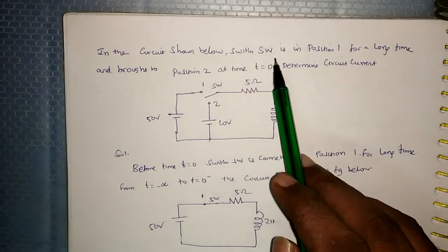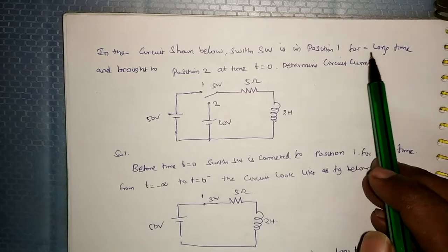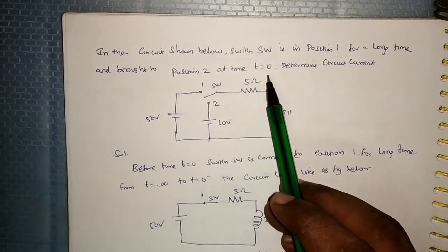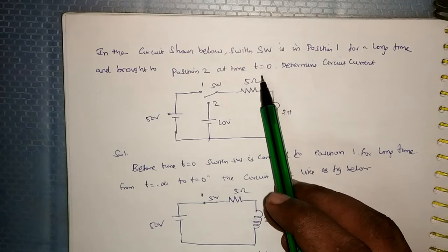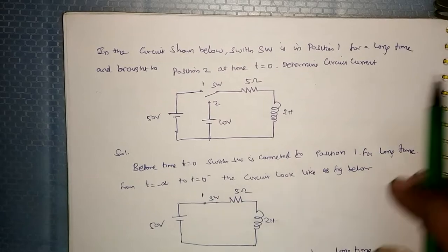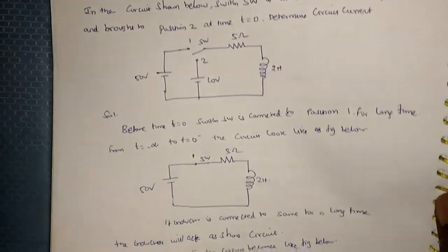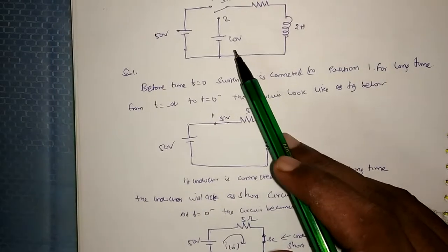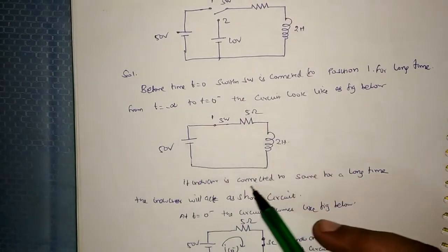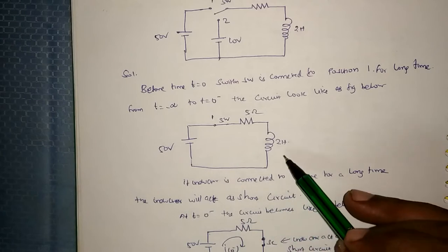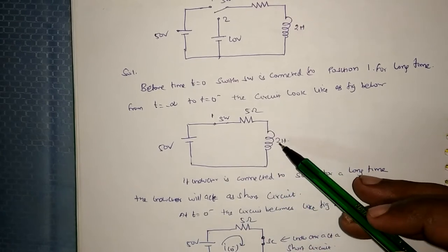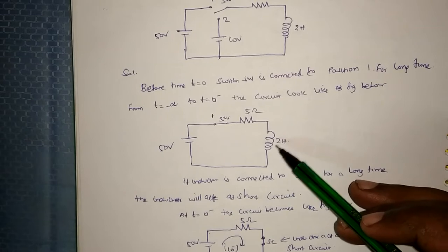According to the question, the switch is in position 1 for a long time and brought to position 2 at time t equal to 0. So I can consider from time t equal to minus infinity to 0 minus, the switch was connected to position 1. So the circuit looked like this. Definitely the circuit reaches a steady state, so I can replace this inductor with a short circuit.